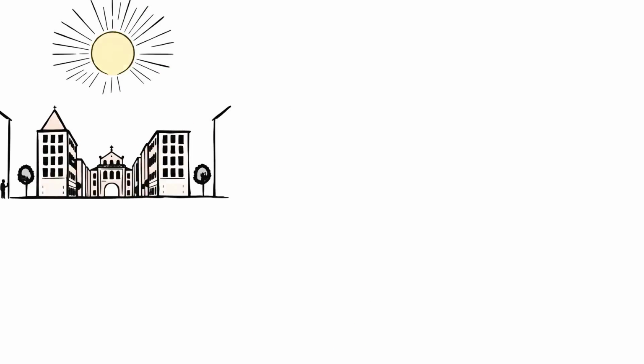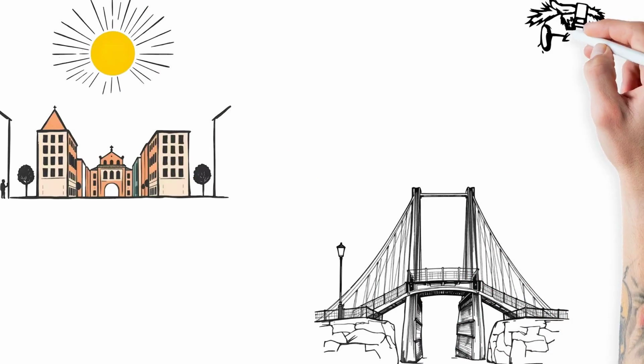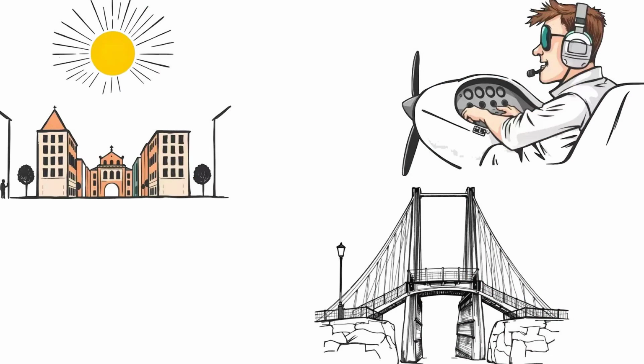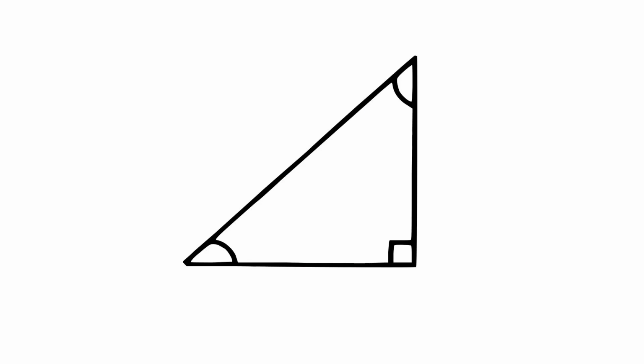Trigonometry is everywhere, in engineering, architecture, physics, and even astronomy. It helps us find distances, heights, and angles that are impossible to measure directly. Let's start with a right-angled triangle. The longest side is called the hypotenuse. The side opposite the angle theta is the opposite side, and the other side is the adjacent side.